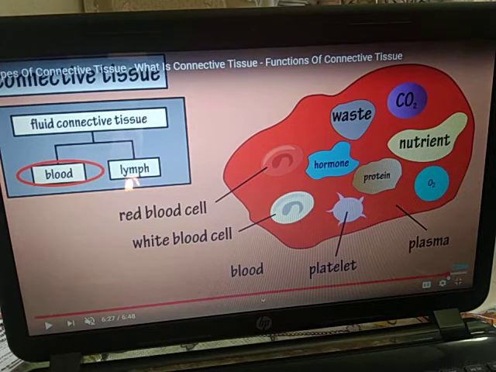And agranulocytes are of two types, the lymphocytes and monocytes. So these are the two types of white blood cells that are agranulocytes. That means they do not show the granular form, so that is why the term agranulocyte is given to them.